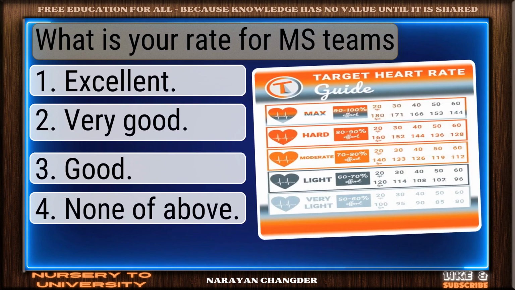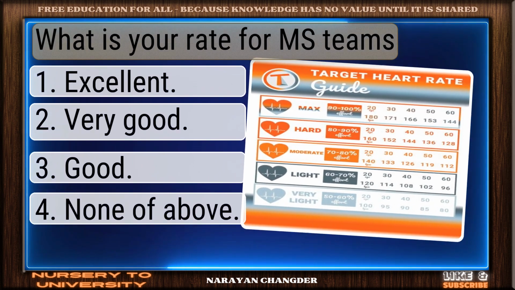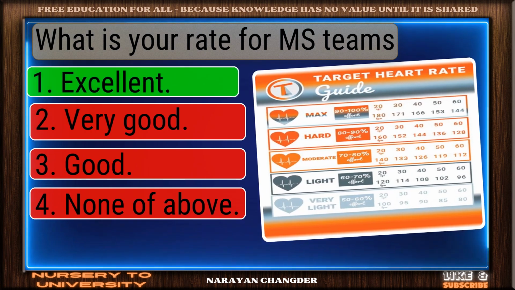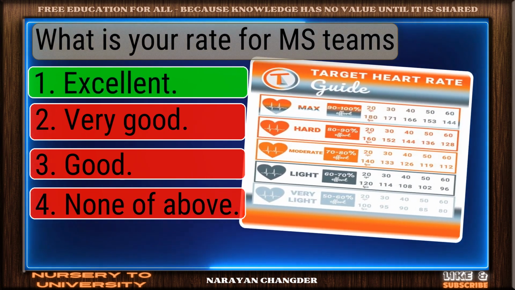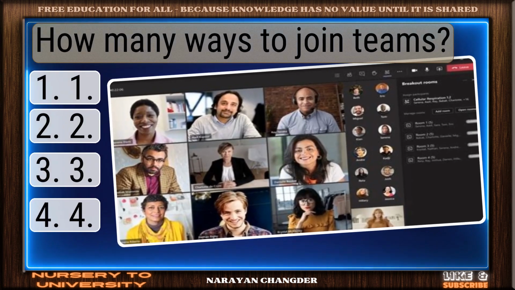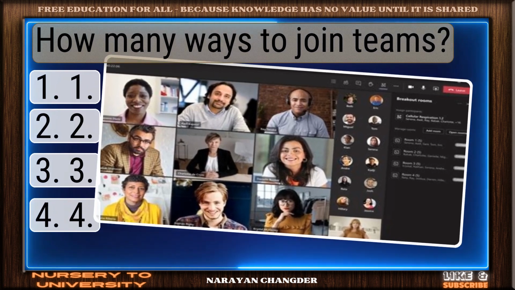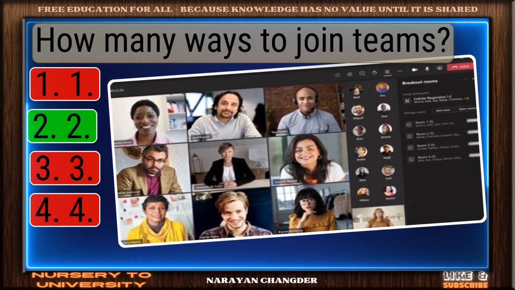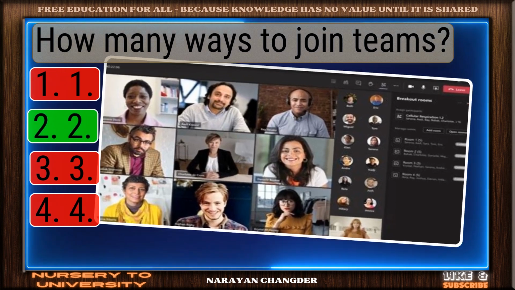Question number 70. What is your rate for MS Teams? Sharp thinking. Excellent is the right choice. Question number 71. How many ways to join Teams? Excellent choice. 2 is the right answer.